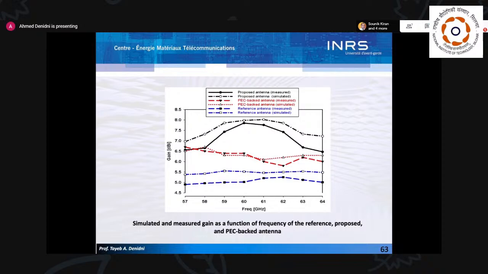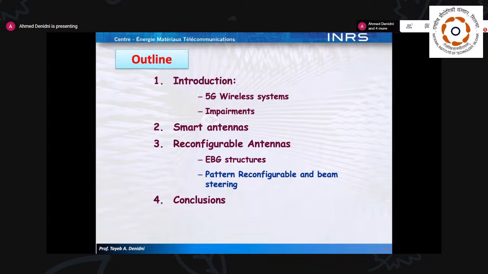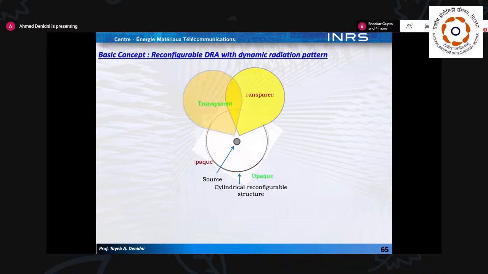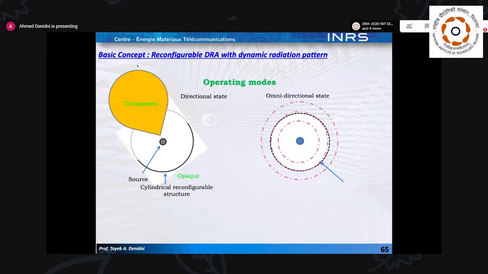Now I go to the reconfigurable antenna, which is the third application. The idea: we have a dielectric resonator here, which is the source, and we surround this dielectric with an EBG structure in order to switch or modify its radiation pattern. By this concept, we come up with a reconfigurable dielectric resonator antenna with a dynamic radiation pattern. We can switch from one section to another, and in this way we can come up with directive or omnidirectional. It depends on how we build the structure around the dielectric resonator.